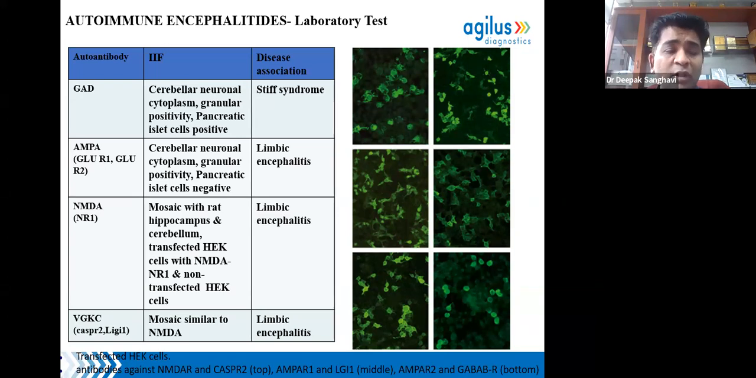Or maybe if the patient is on treatment with immunosuppression or steroids, then the number of positive cells will reduce. So you may have a first case where 80% cells are positive, and later on you may have only 10% cells positive. So the autoantibody levels are getting reduced.